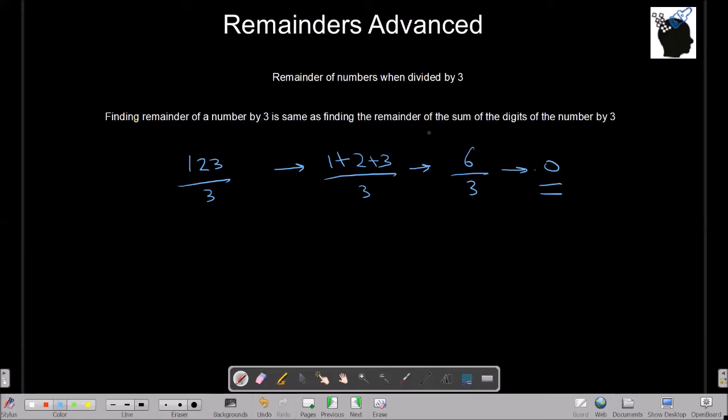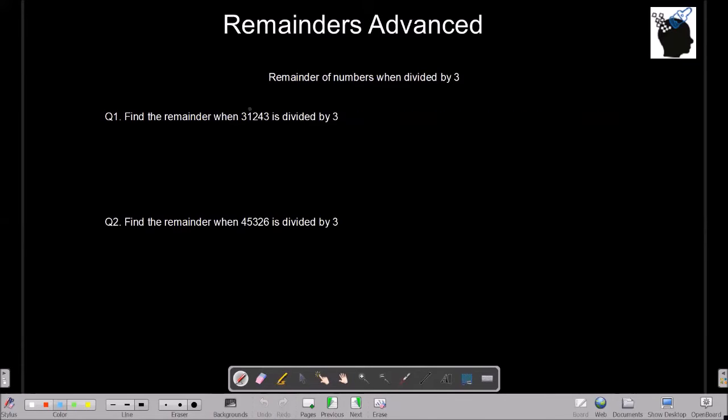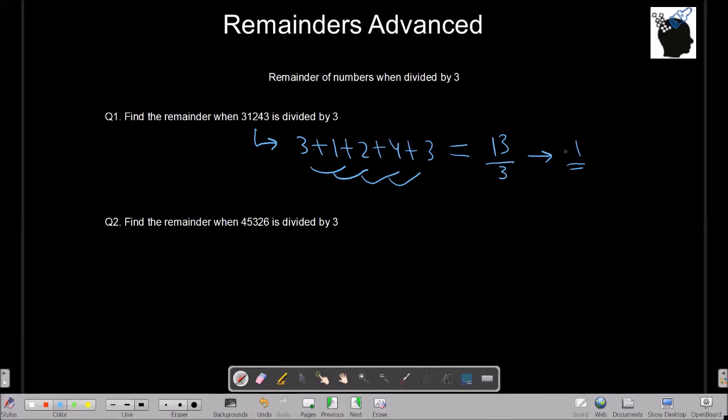Let's try a couple of problems. Let's try the first one. So find the remainder when 31243 is divided by 3. We know that we can just find out the sum of the digits, which is 3 plus 1 plus 2 plus 4 plus 3, and that is nothing but 4 plus 2 is 6, 6 plus 4 is 10, 10 plus 3 is 13. So that means 13 divided by 3, which we know will give me a remainder of 1. That means 31243 when divided by 3 will give us 1 remainder.